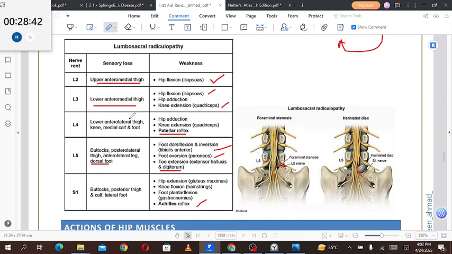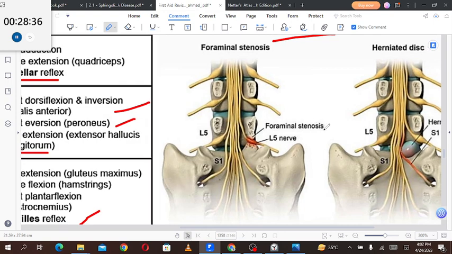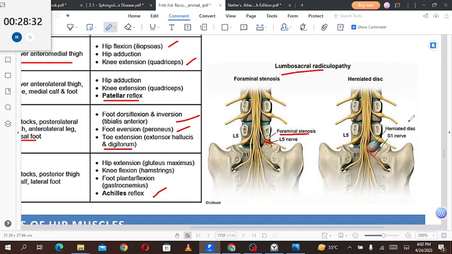So remember these things. You have to remember these things. Then lumbar radiculopathy: they've shown the foramen, and it can be because of foraminal stenosis that the L5 nerve is compressed, or because of a herniated disc that the S1 nerve is compressed over there.